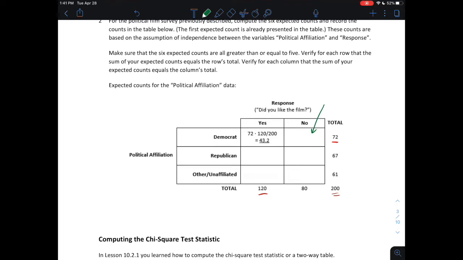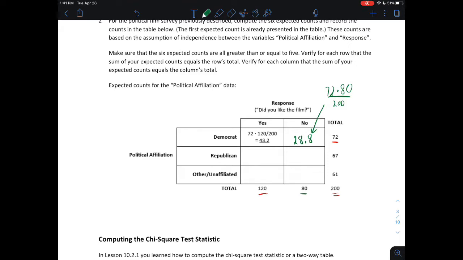I have to take the row total for Democrat, again, 72, times the column total for the no, which is 80, and then I have to again divide by the grand total, which is 200. So 72 times 80 divided by 200, and that gives me 28.8. And now as a way to check, take 43.2 and add 28.8. Notice you get back to 72.